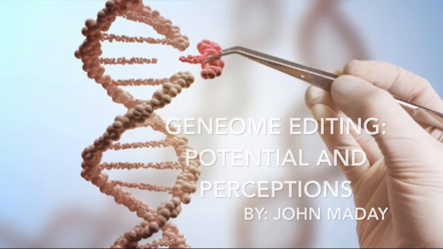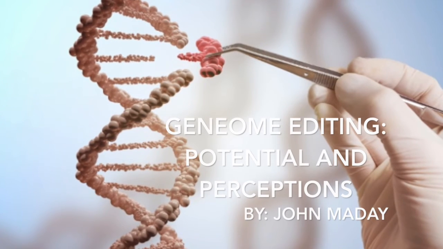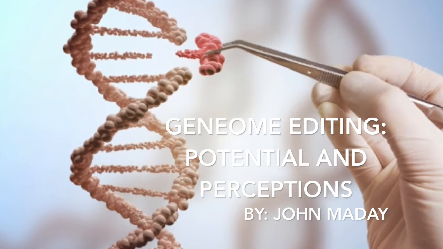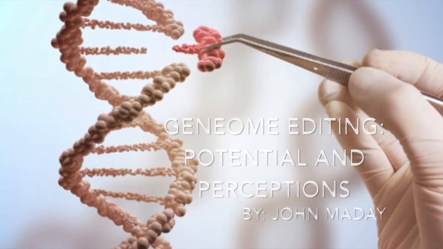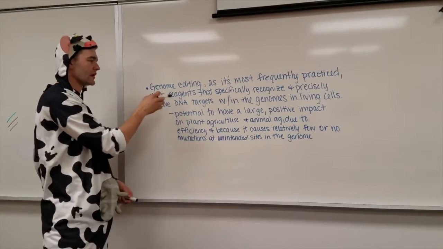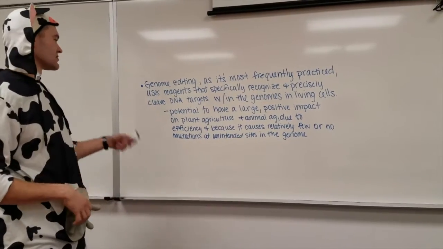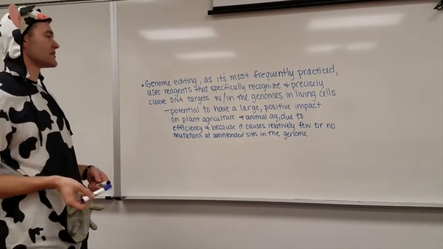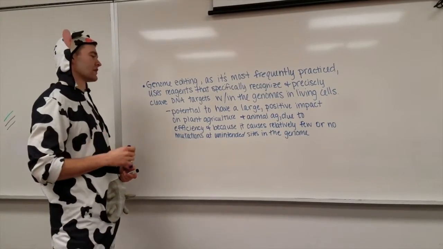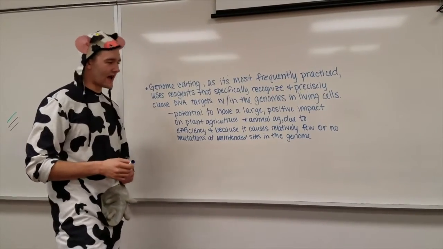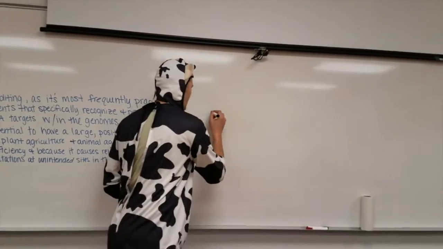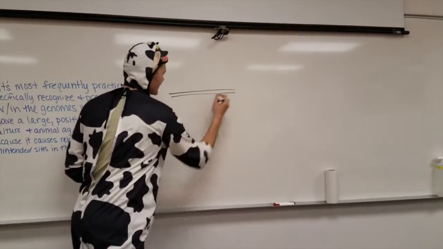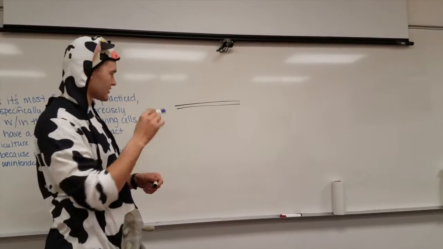Successful development of genome editing for crop and livestock improvement will benefit from science-informed, value-additive regulation that promotes both innovation and transparency. Genome editing, as it's most frequently practiced, uses reagents that specifically recognize and precisely cleave DNA targets within the genomes in living cells. An example of this is our double-stranded DNA sequence.